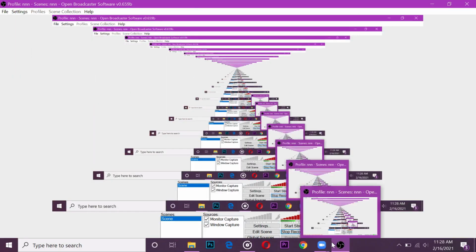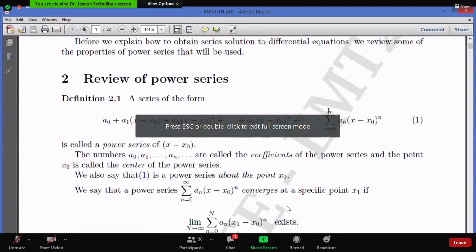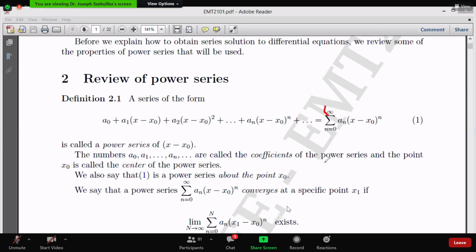This should be a smaller n, because the big N here is actually the infinity. If you remember what we did here, the n is infinity. So this should actually be a smaller n going to infinity, where infinity can be quantified as that big N. So we are saying a power series converges at a specific point x1 if the limit of this expression exists.